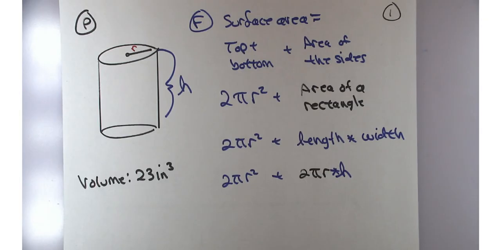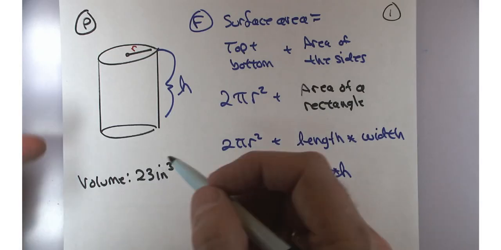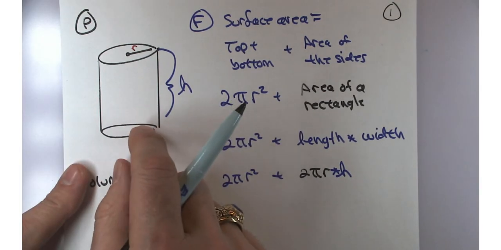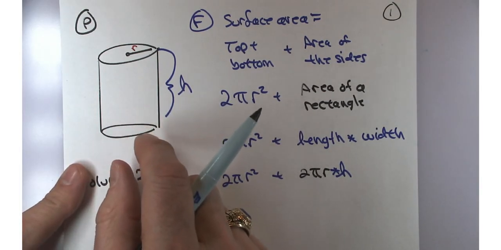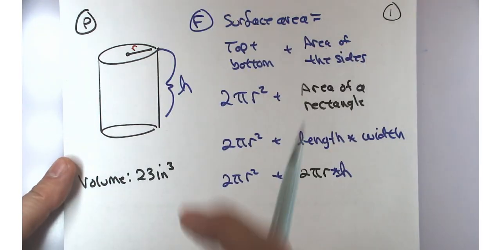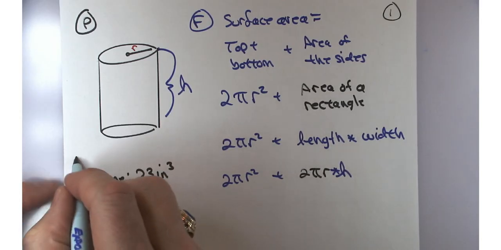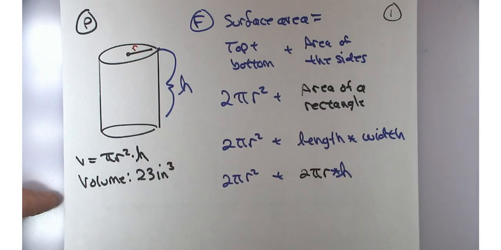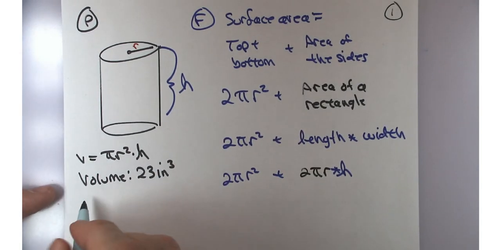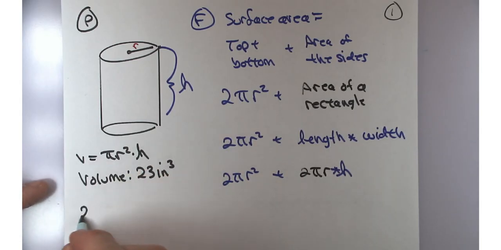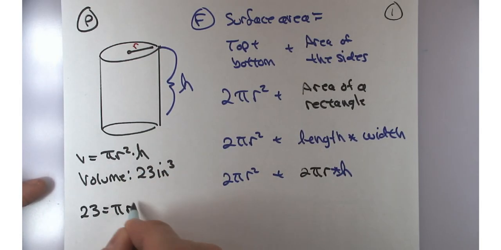What's the volume of a can? Well, in a sense, it's kind of like the volume of a rectangle, or a rectangular solid, I should say. You're going to take the area of the base times the height. So the volume here is going to be pi r squared times h. Okay. So what I can do then is say, all right, I know what my volume is. That's 23 equals pi r squared h.